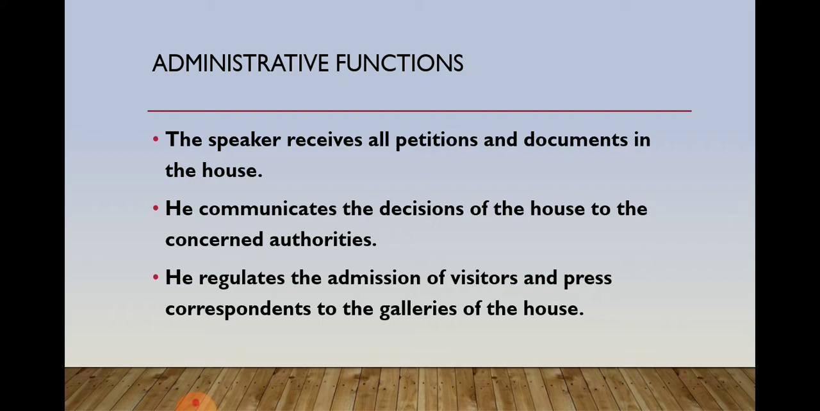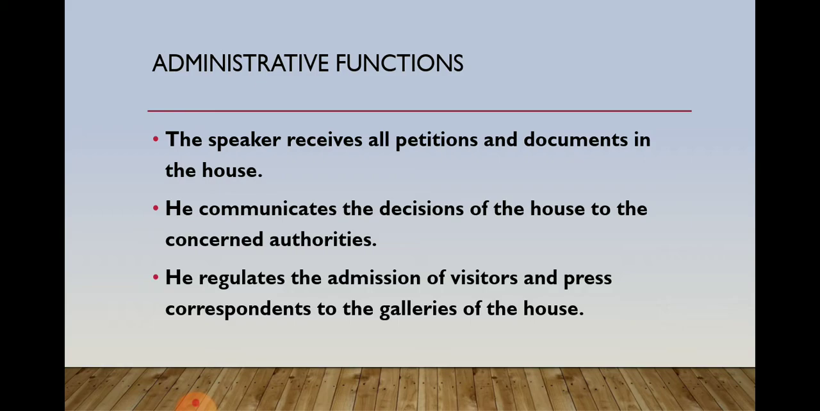Now the next function, administrative functions. Second function of the Speaker is administrative functions. Here 3 points are there. They are: the Speaker receives all petitions and documents in the House. We studied that the questions and complaints are all given to the Speaker. For supporting the petition, some evidences and documents also will be submitted. All these will be submitted to the Speaker of the House.